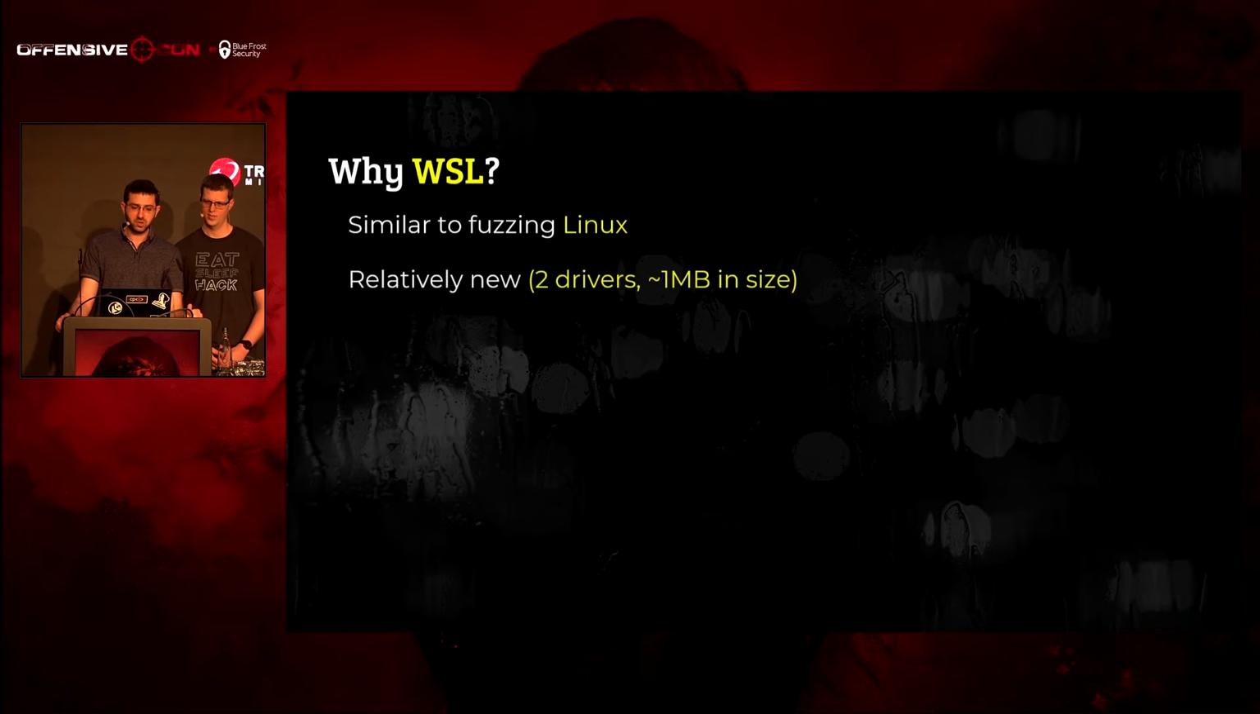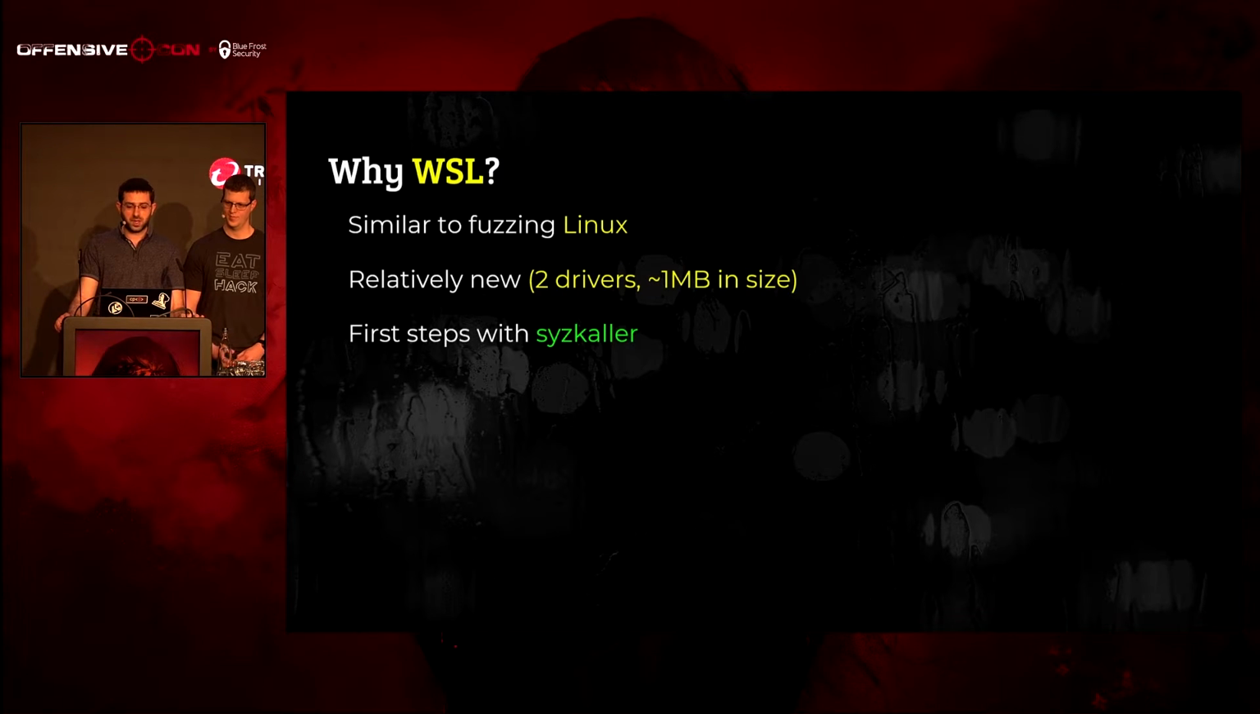At this point, we decided to start with WSL because fuzzing WSL is very similar to fuzzing the Linux kernel, so we can reuse most of the existing grammar and the binaries. It is relatively new, and has a big attack surface, two drivers which are around 1 megabyte in code, with few CVEs. And finally, we wanted to find bugs for a full chain, but we also wanted to get some experience fuzzing with Syscaller on Windows. So it looked like a good first step.